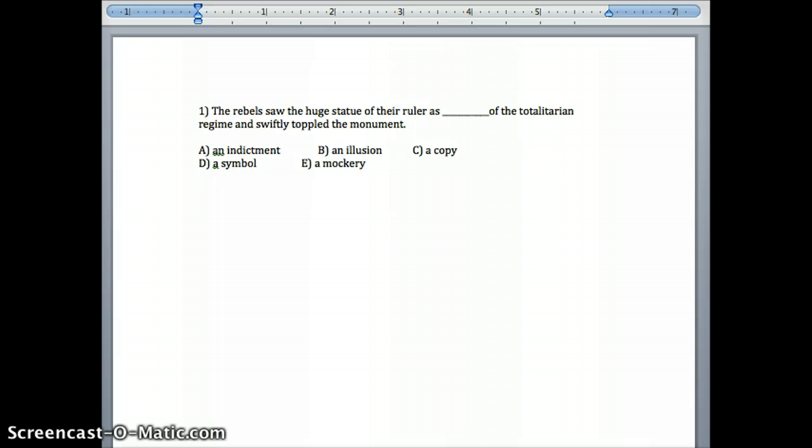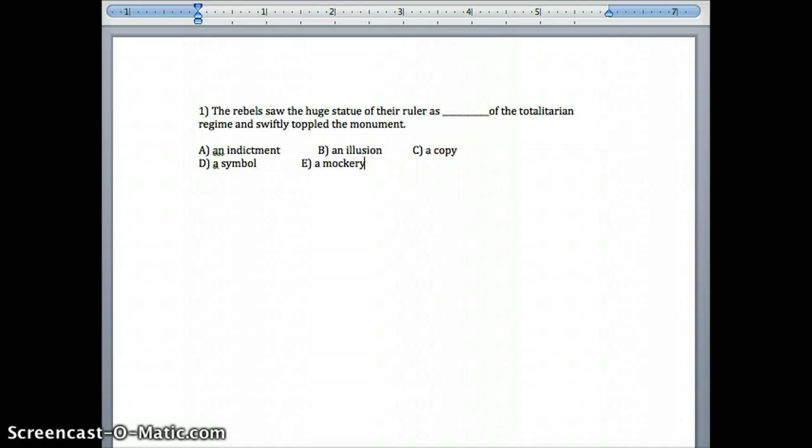What would they do to a regime that is oppressive? Well, they would topple it. Is that statue an indictment of the totalitarian regime or a symbol? Well, it can't be an indictment of the regime simply because it's not accusing the regime of anything. To indict someone in legal language is to accuse them. The only answer that's left, and you probably should have nailed this pretty quickly, but at least minimized it to 2 choices. The correct answer is D.